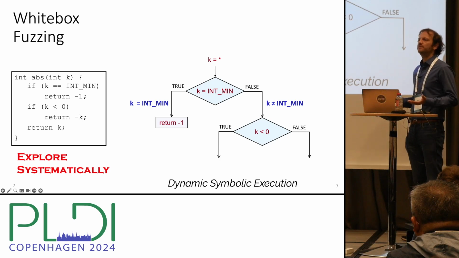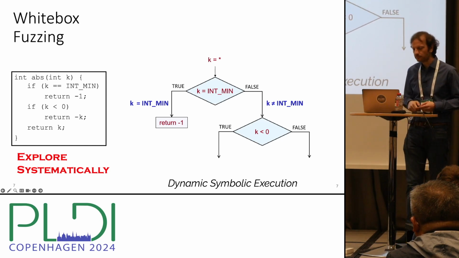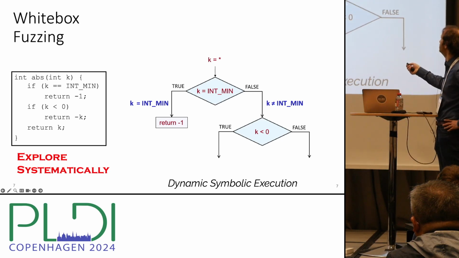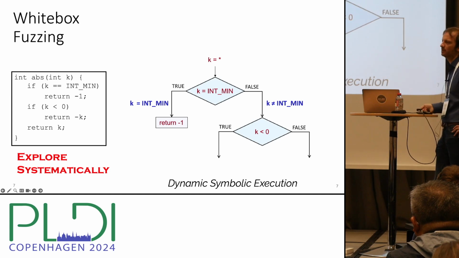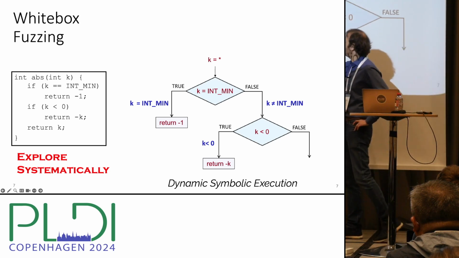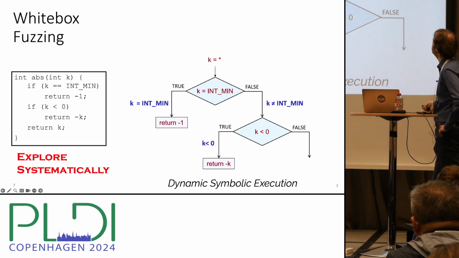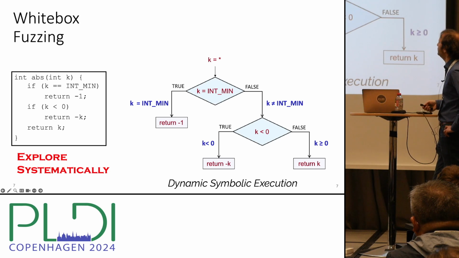I'm going to check the feasibility of each side of the branch. This time I do have a constraint on this path, which is k is not in mean, but of course both sides are still feasible, so I'm going to follow both. I'm going to have the constraint that the branch condition is true on the true path, and I'm going to return -k, and the constraint that the branch condition is false on the false path, and here I'm just returning k.